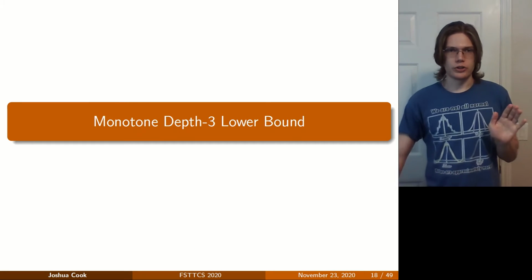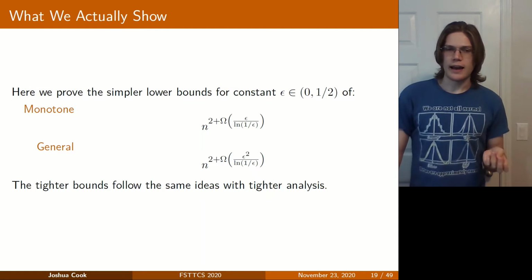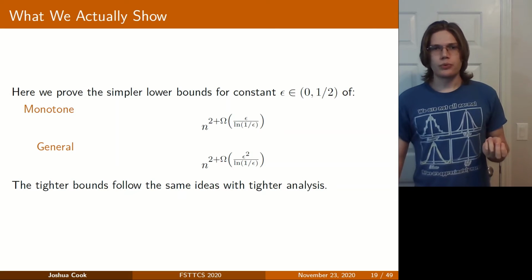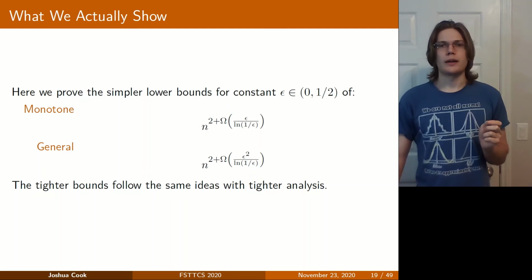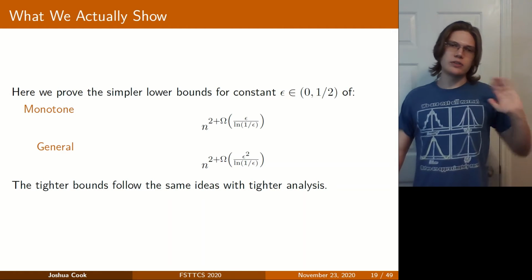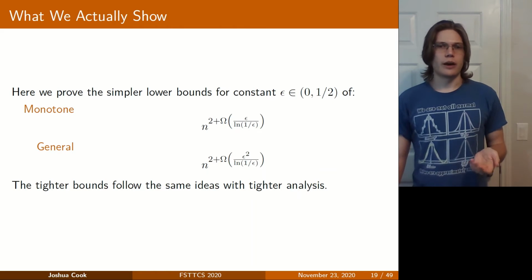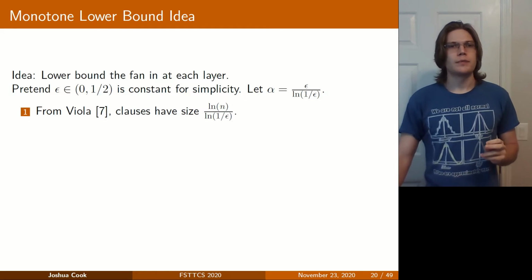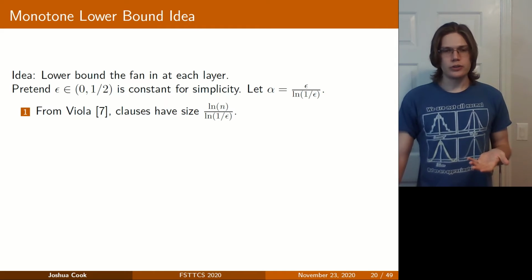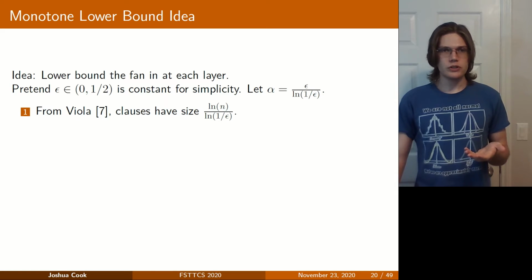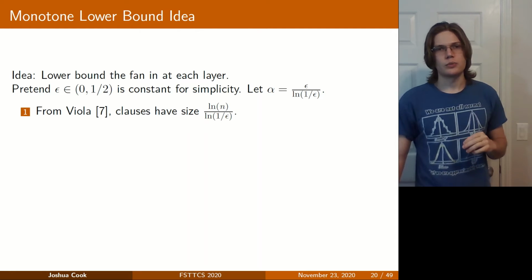Okay. So now we're going to show the monotone depth 3 lower bounds. We're not going to prove the exact nice bounds I gave you before. We're going to prove the simpler ones that basically just show greater than quadratic lower bounds. But you can use the same techniques that I'm going to talk about here in order to show the tighter bounds if you just analyze them a little closer. So the idea is that we're going to lower bound the fan-in at each layer using some sort of deterministic restrictions, and iteratively we're going to build off the last one to do the bounds on the next one.